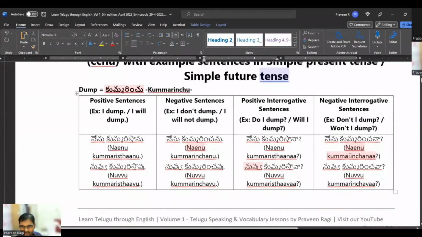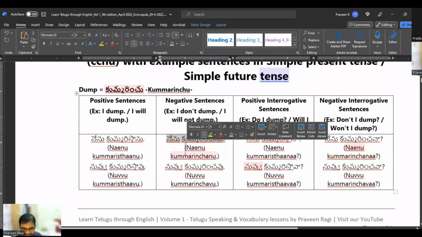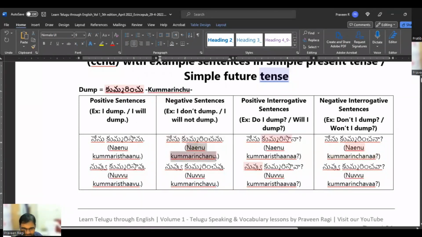Okay. So look at this sentence. నేను కుమ్మరించను, and read this one. Can you read? నేను కుమరించనా. Yes. So this is a question made based on a negative sentence. In a negative interrogative sentence, only an ā sound will be added at the end. నేను కుమ్మరించను becomes నేను కుమ్మరించనా. నువ్వు కుమ్మరించవు becomes నువ్వు కుమ్మరించవా, like that.